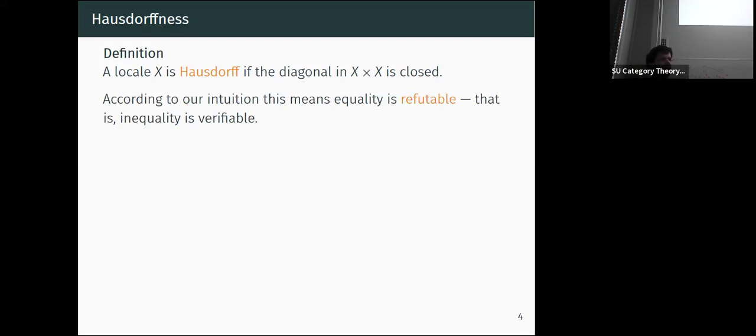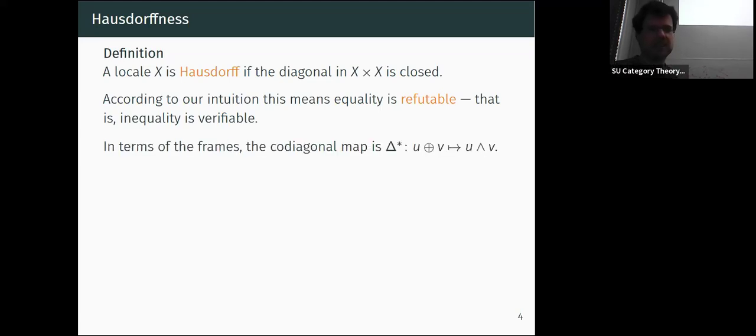And if we think about this verifiable interpretation, what this is saying is that the equality relation is refutable. So in other words, the inequality relation is a verifiable property. So a space is Hausdorff if whenever you have two points in the space that are different, you can tell that they're different. You can think how this would be true for the real numbers. You can't necessarily tell that they're the same, but you can tell when they're different. So that's what Hausdorffness means.